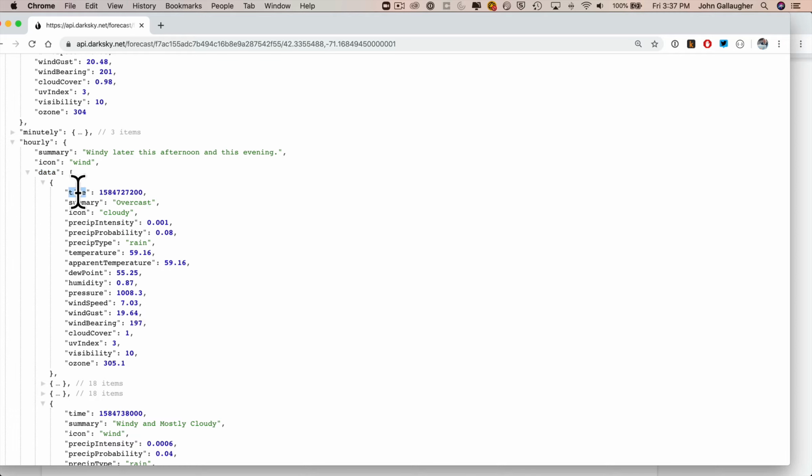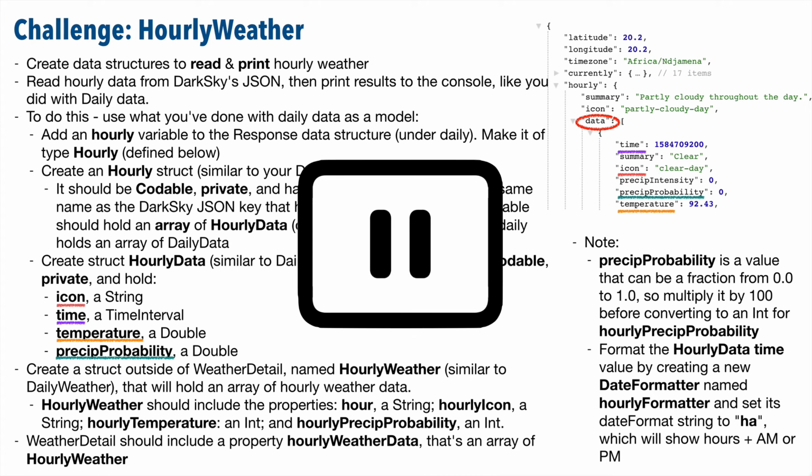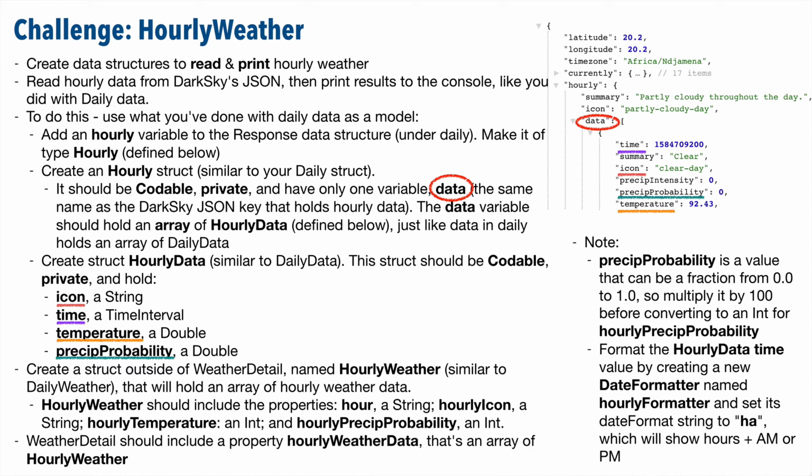But inside of this, for each hour, we want to make sure that we get time, the icon, the precip probability, and the temperature. So as usual, just before you do a challenge, you probably want to make sure that you commit and push. Just in case something goes wrong, you can go back and get the last working version of your project. And here's the challenge slide so that you can review this as you try this on your own. So pause, give it your best shot, Swifter. Use what you've done with daily so far as your model, and resume. Let's see how you did.